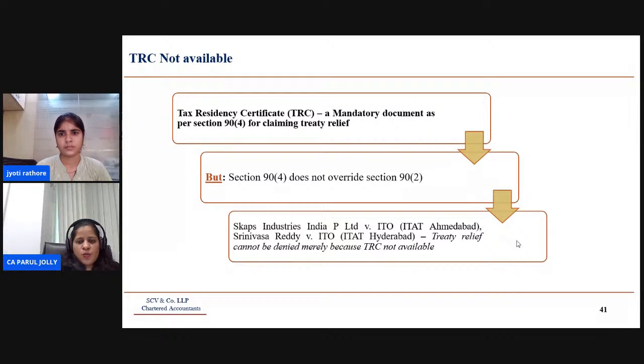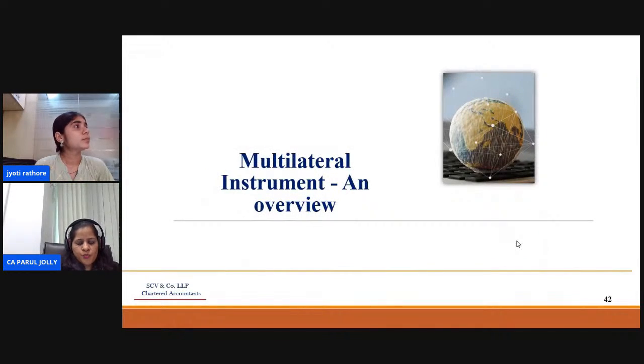So a few tribunal decisions give relief. They say that Section 90 subsection 4 does not override Section 90 subsection 2. So the Ahmedabad and Hyderabad ITAT have held that treaty benefit cannot be denied merely because TRC is not available. This particular interpretation is also subject to litigation, but I have referred to it to educate the listeners that these decisions are available to enable a person to take the treaty relief even if the TRC is not there. So this is all I have covered to explain the basic concept of DTAA.